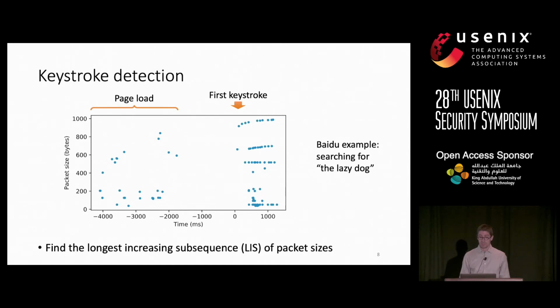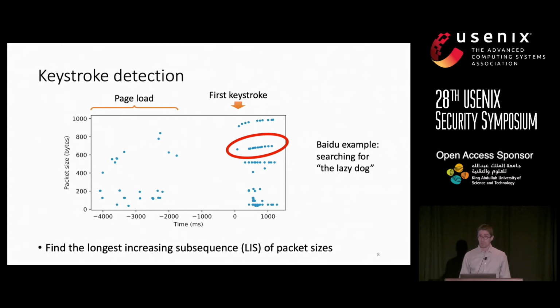And this makes the keystroke detection problem pretty easy, actually. So if we look at an actual page load for a user searching on Google for the term "the lazy dog," we see a bunch of requests here, where in this scatter plot, each dot is a packet, and we're looking at packet size over time. So we see a bunch of traffic related to the page load itself and maybe some dynamic content, and then a pause. And then once the user starts typing the query, we see a bunch more traffic.